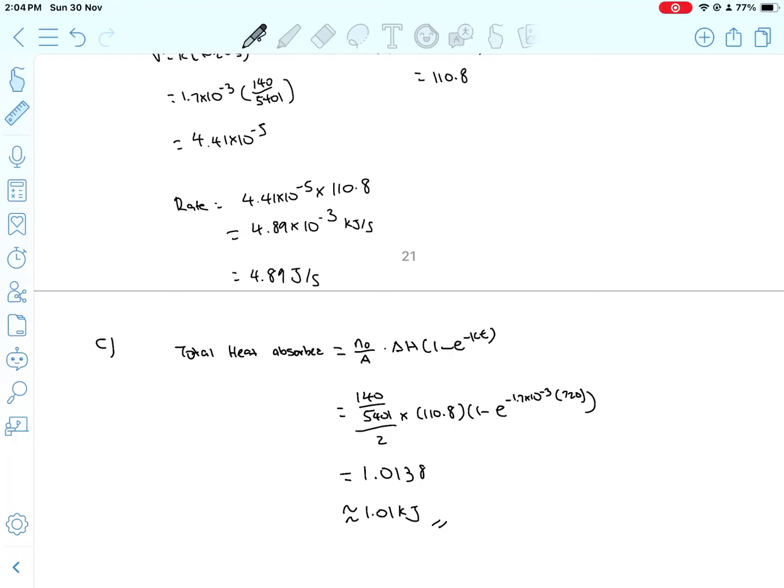So then for part C, it's just a formula. So N0 is just the amount of moles that you use, and A is the coefficient of the reactant. Then you just sub everything in, and you get 1.01 kilojoules.